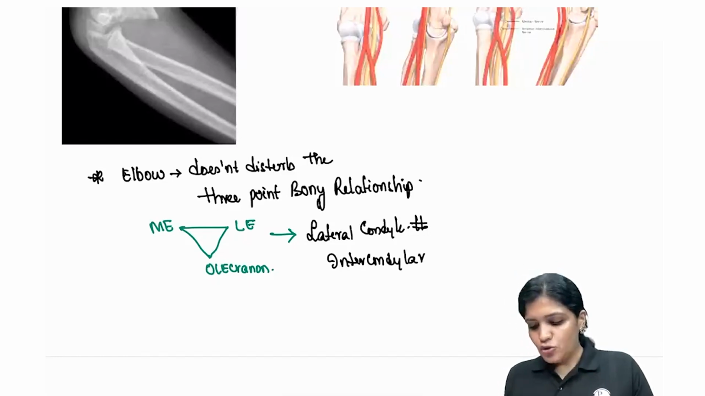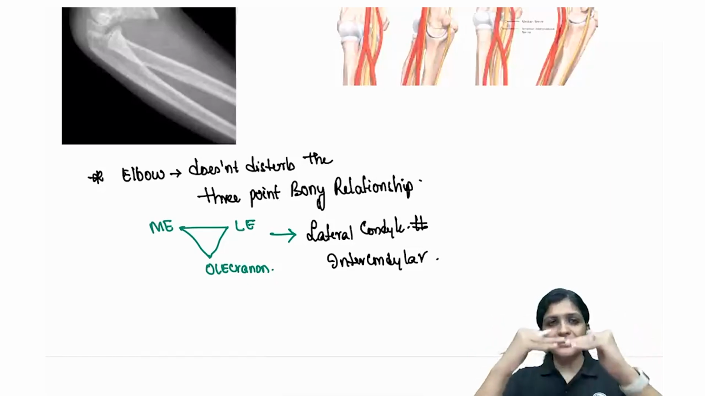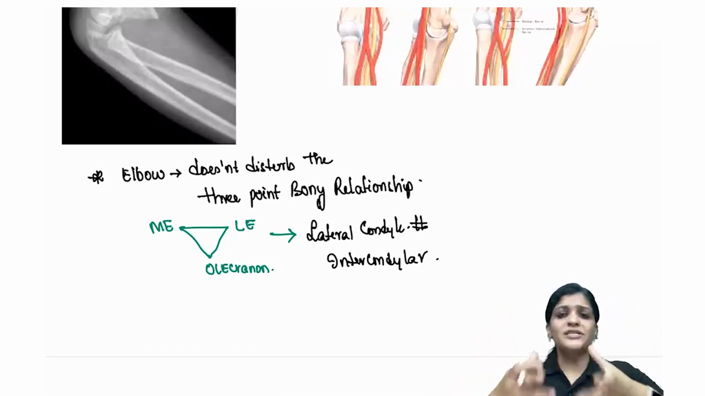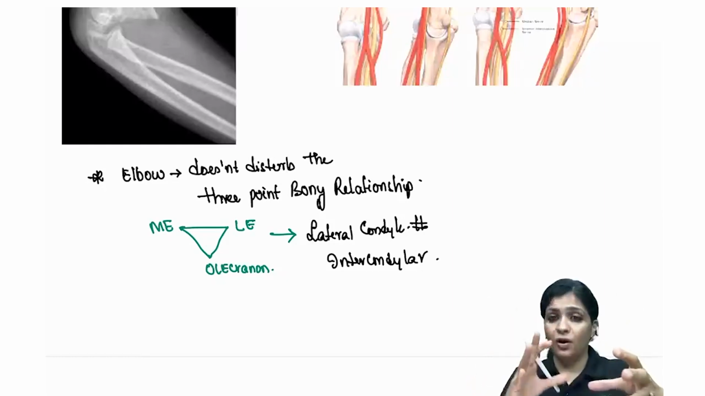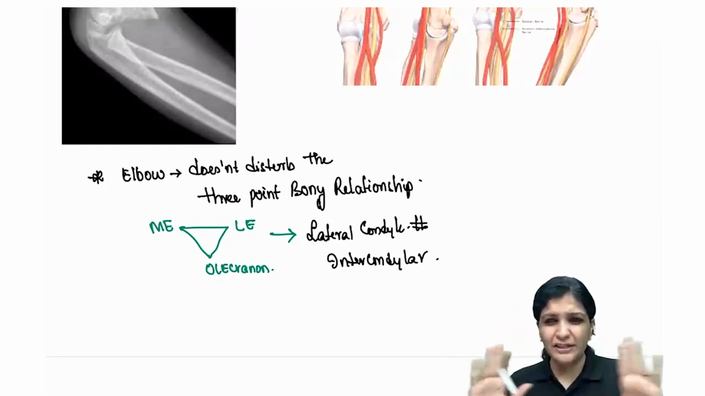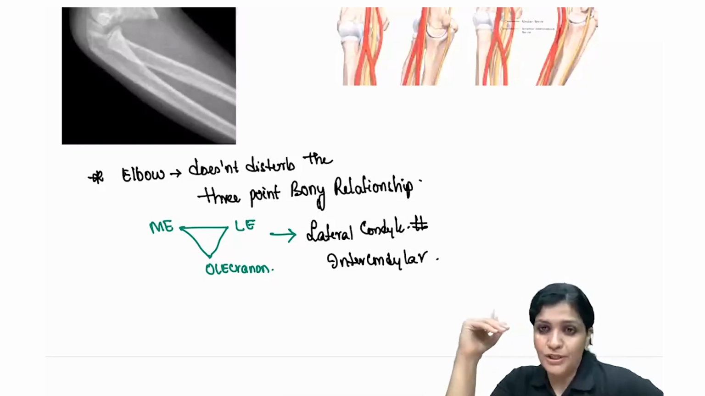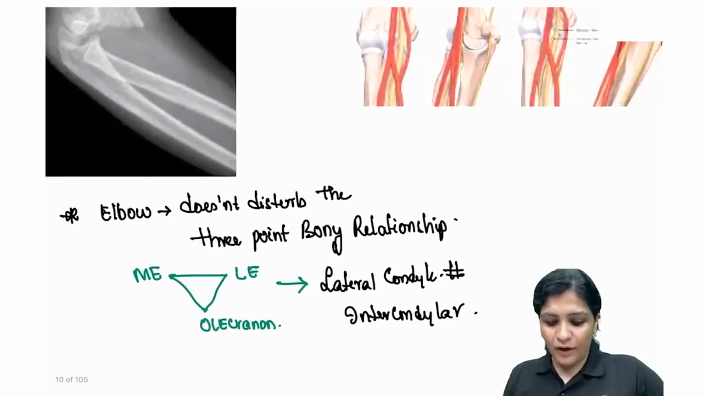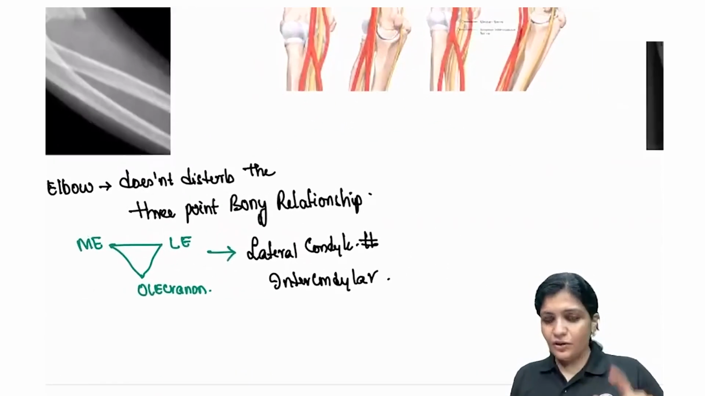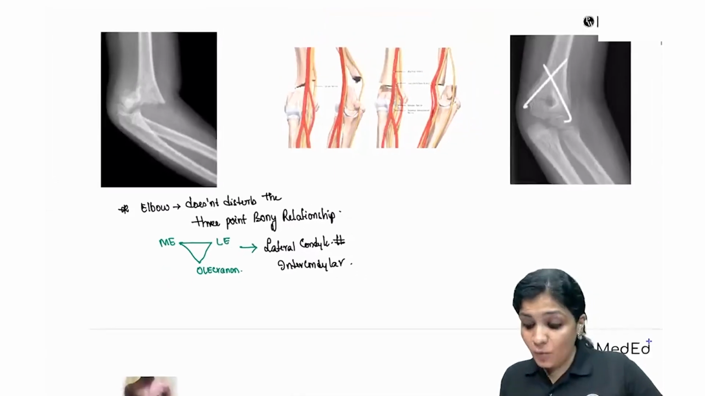Very simple. Supracondylar is nothing but above the condyles. So whenever something is happening above the condyles, obviously the condyles will not be disturbed. If something is happening in between the condyles or around the condyles, they will be disturbed. Basic sense. But what you have to understand is the terminology, supracondylar: it is above the condyles. So the first thing to remember in this question is that the 3-point bony relationship is not disturbed.